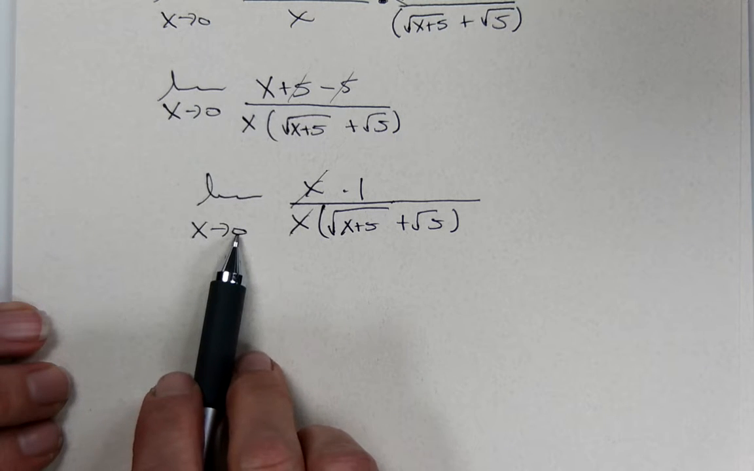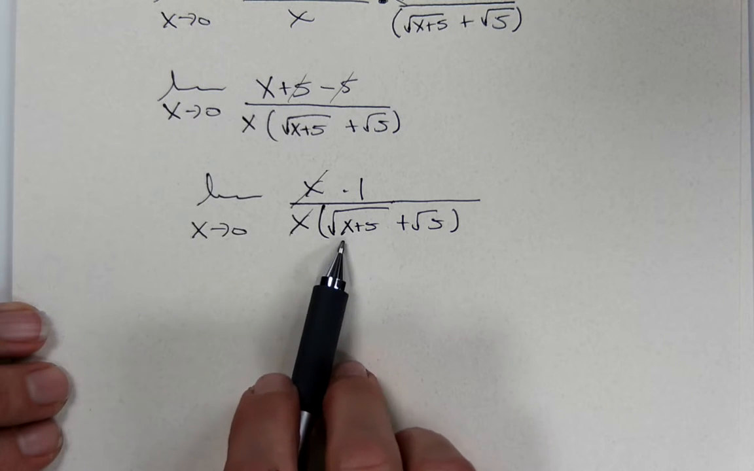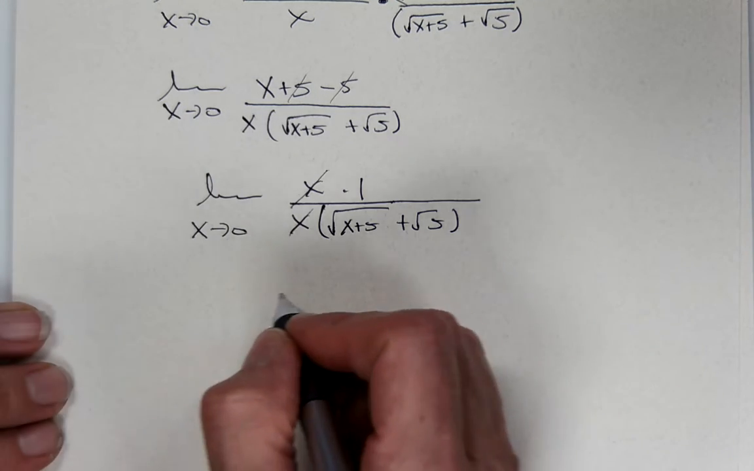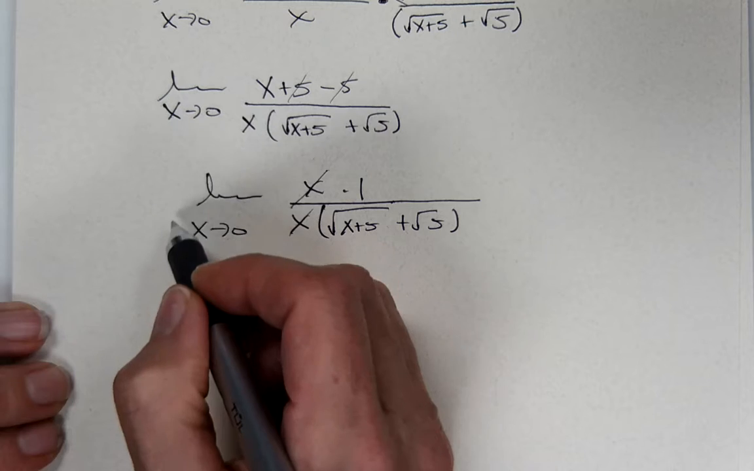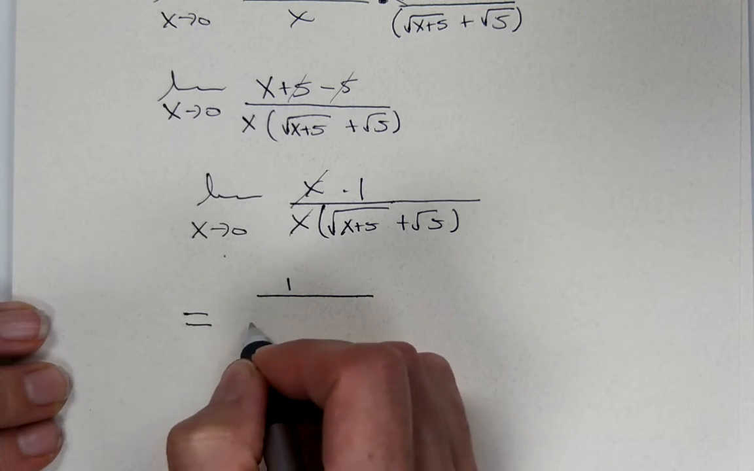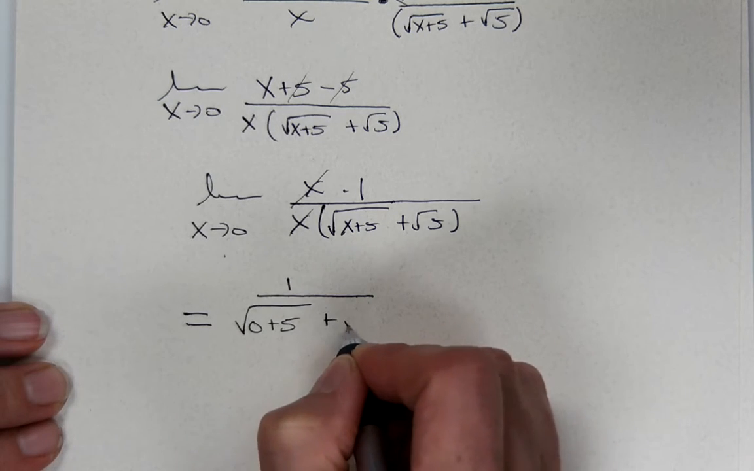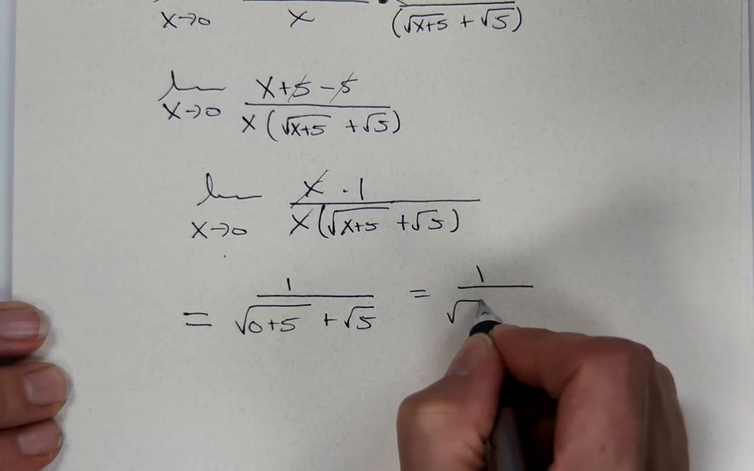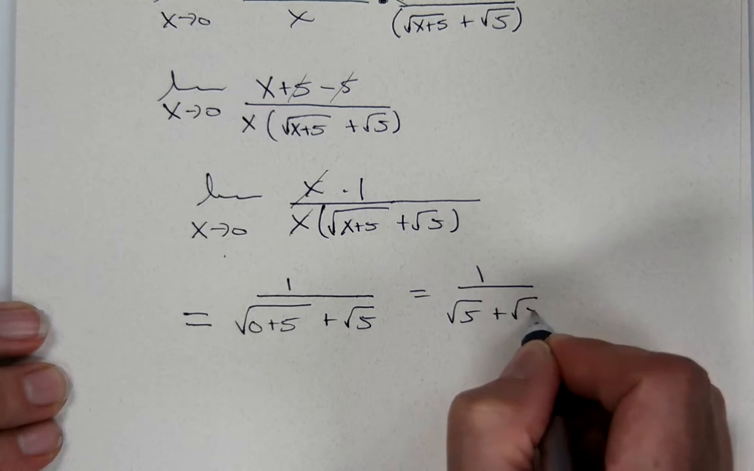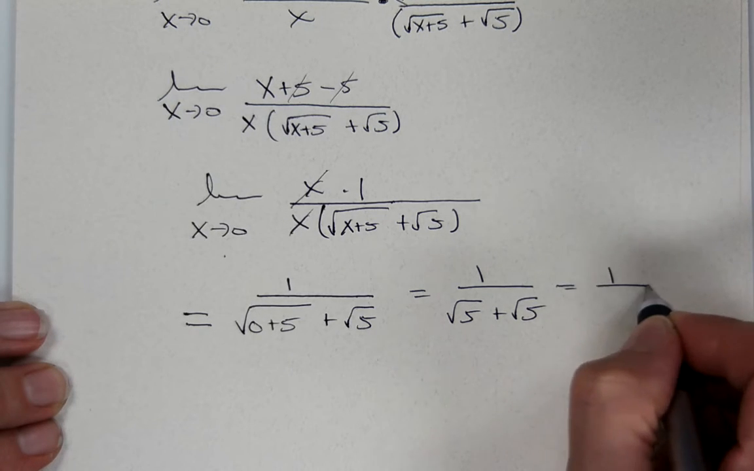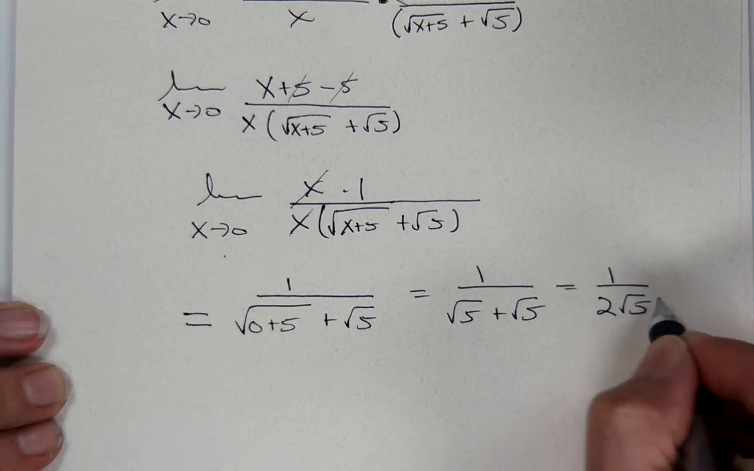So if we put 0 in the denominator, we'll have square root of 5 here, and that's a constant, so we're fine. Go ahead and take the limit. You're no longer writing the limit notation when you plug in 0 where x was. So we'll have 1 over the square root of 0 plus 5 plus the square root of 5, which is equal to 1 over square root of 5 plus square root of 5. So there's 2 of them. So you get 1 over 2 square root of 5.